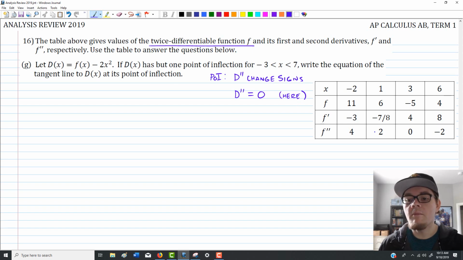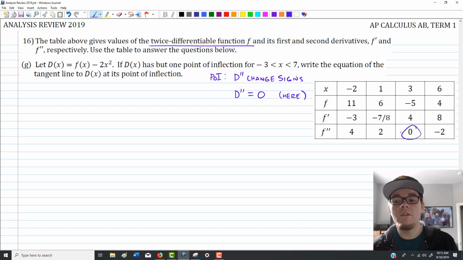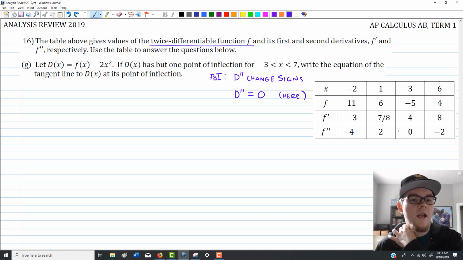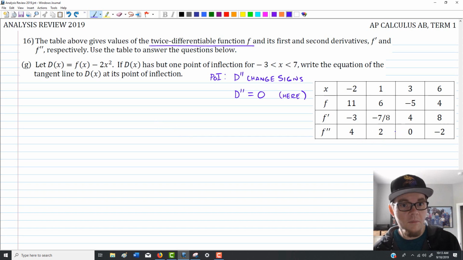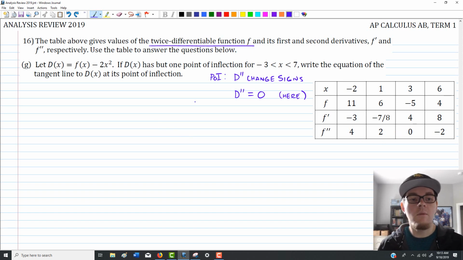Now some of you might already be looking down at the table and going, oh look, f double prime is 0 right at 3. But that's not what the question asked. It's asking us about d, not f. If it was asking about f, yes, that'd be a really good candidate to be our point of inflection. Here though, we want to use d double prime.